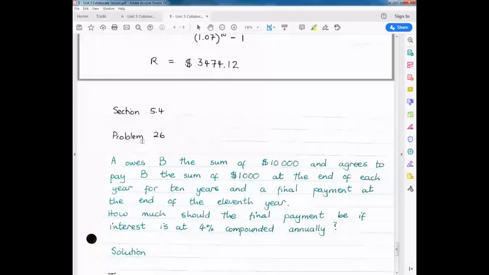Okay, so we have a situation where there are two people. The first one, A, owes B some money, an amount of 10,000, and A agrees to pay B the sum of 1,000 at the end of each year for 10 years, and a final payment at the end of the 11th year. So if you're already wondering why, if he pays 1,000 for 10 years, and it adds up to 10,000, why doesn't he stop there? It's because money has a future value.